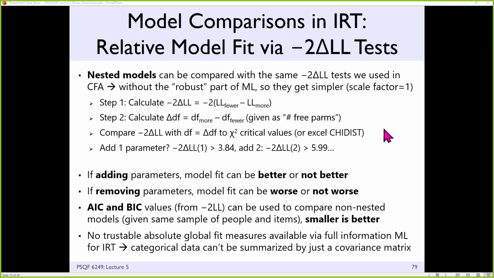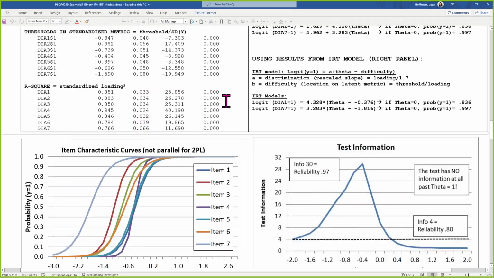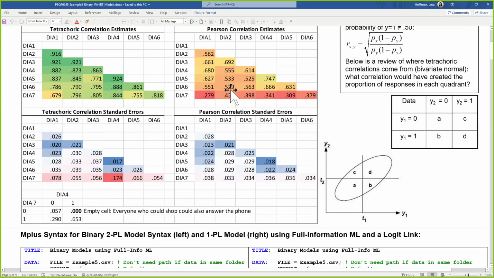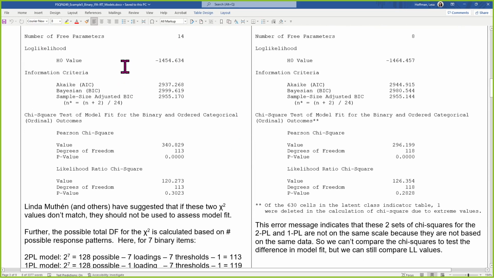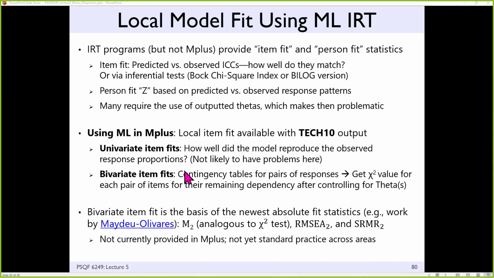So what we've seen thus far in example 5 is using marginal maximum likelihood. So estimator equals ML, link equals logit. You can choose logits or probits if you have that. But then in terms of model fit, this was all we got. So we have AIC, BIC, and log likelihood, but we don't have the magical H1 model to compare against, which means we don't have all the other fit measures. We also don't have a null model to compare against, which means we don't have those fit measures. So what would we do instead? There are local fit measures that are tedious at best to look through when we're in marginal maximum likelihood.